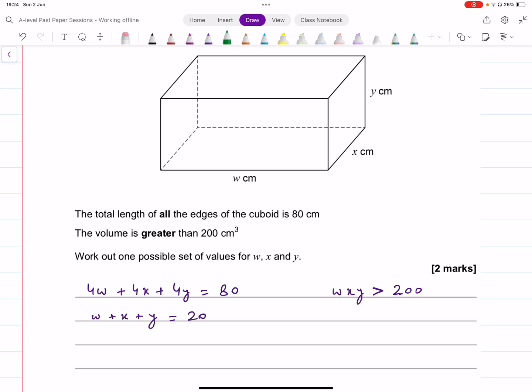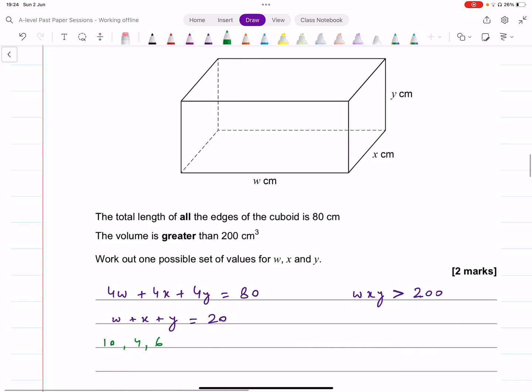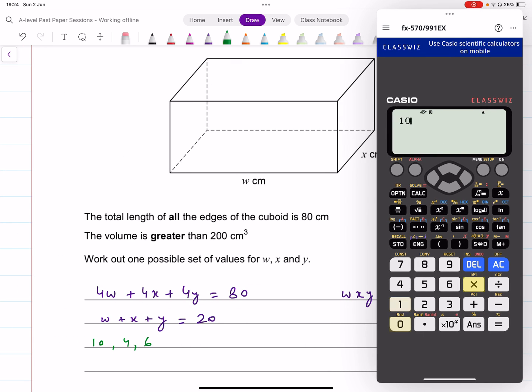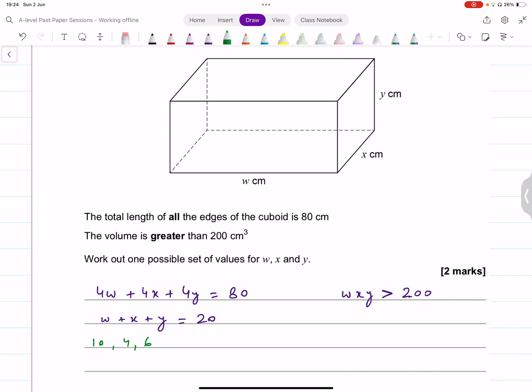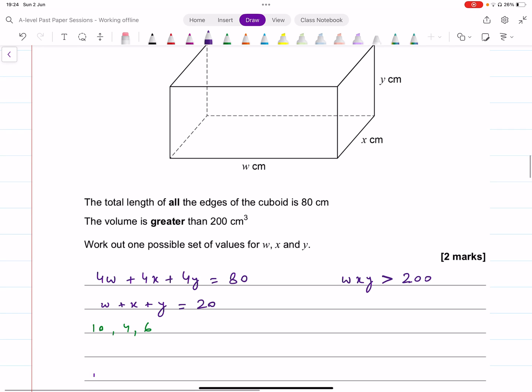Let's work out 3 numbers like this. So what possible numbers can we have that add up to 20? Maybe if we use 10, and maybe you can use 4 and 6, right? This could be one possible set of numbers, 10, 4, and 6. Let's see if that works. 10 into 6 into 4 gives us a product greater than 200. So this is one possible set of values of W, X, and Y. We could say W equals 10, X equals 4, and Y equals 6.